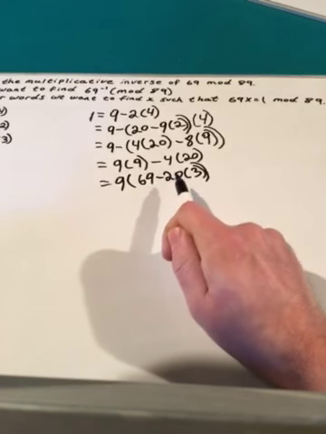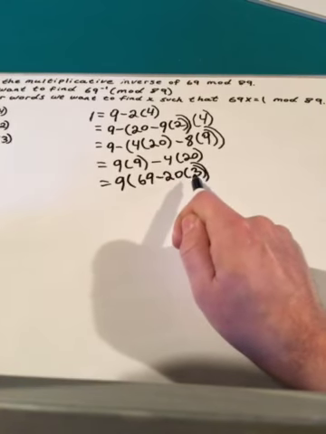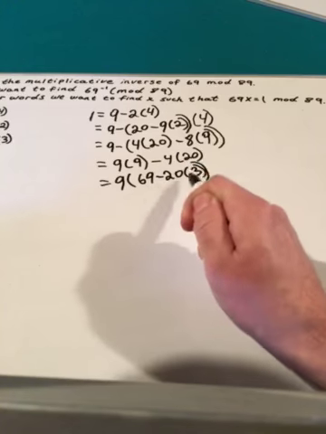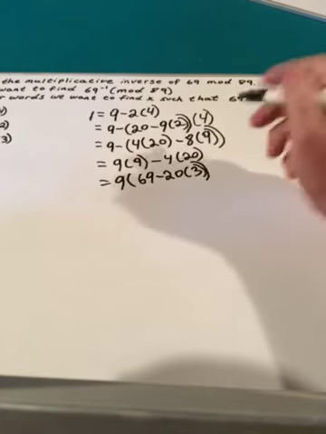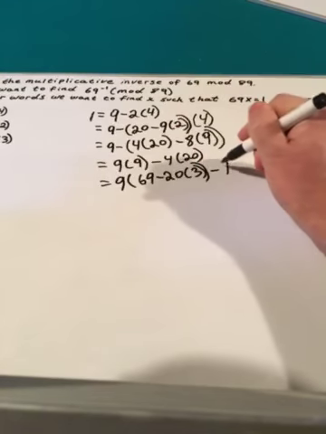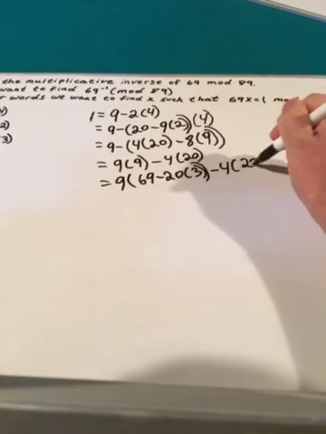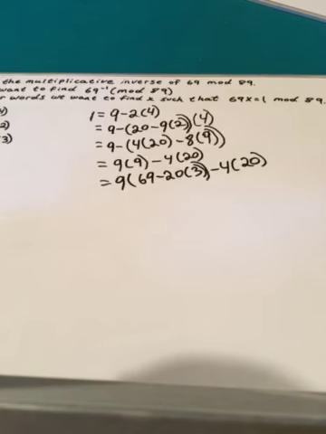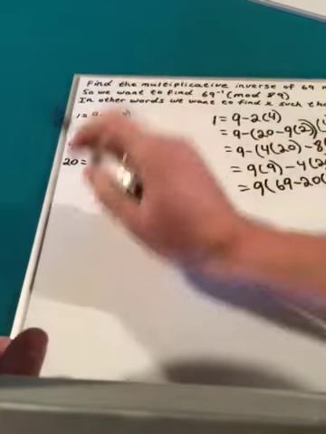It's 9 times 9, right? 20 times 3 is 60. 69 minus 60 is 9. That's 9 times 9. And then we still have the minus 4 20s out here. All right. Now, our next remainder is going to be 20, right? Our last remainder is going to be 20.